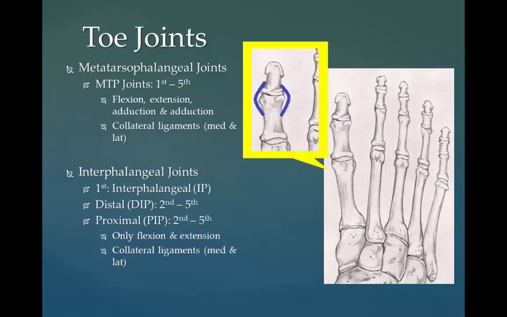As far as the interphalangeal joints, the first toe is different than toes 2 through 5. The first toe only has 2 phalanges and 1 interphalangeal joint. Toes 2 through 5 have 3 phalanges and have a distal interphalangeal joint, or a DIP, as well as a proximal interphalangeal joint, a PIP. Only the movements of flexion and extension are allowed at the interphalangeal joints of all the toes. The interphalangeal joints have a medial and lateral collateral ligament for support as well.